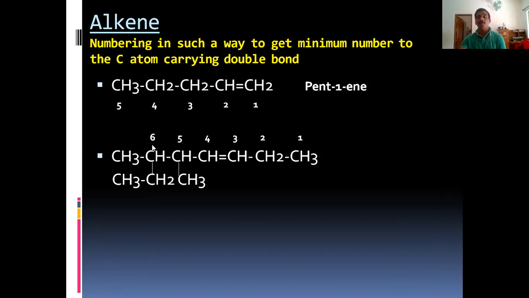I just stopped here. Why? You have to select the longest chain. If you select this, only one carbon atom. If you select this chain, then 2 more carbon atoms. So you have to select this chain. So it is 7, it is 8. So which are the substituents? In the 6th carbon atom, a methyl group, and in the 5th carbon atom, a CH3 group.